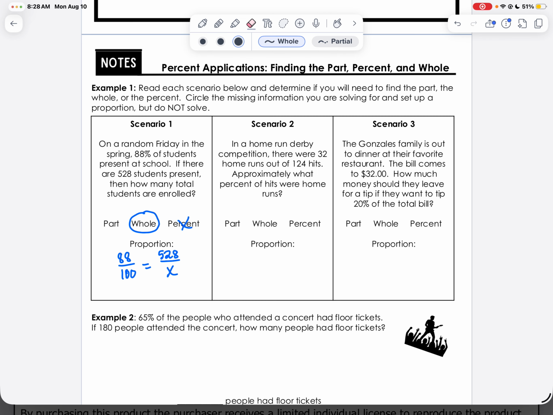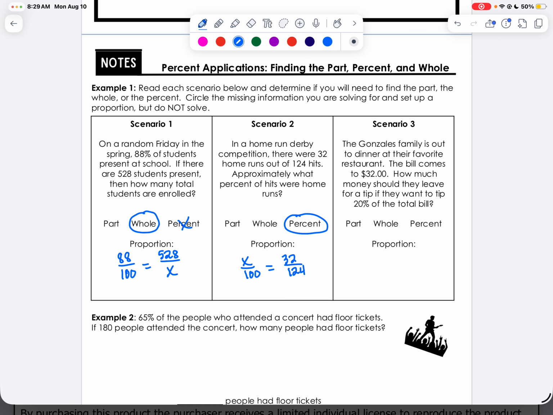All right. Scenario 2. In a home run derby competition, there were 32 home runs out of 124 hits. Approximately what percent of hits were home runs? So in this problem, the question is what percent? So that means we are trying to find the percent. So here, our percent over 100, we do not know the percent. So it would be x over 100 equals 32 over 124.